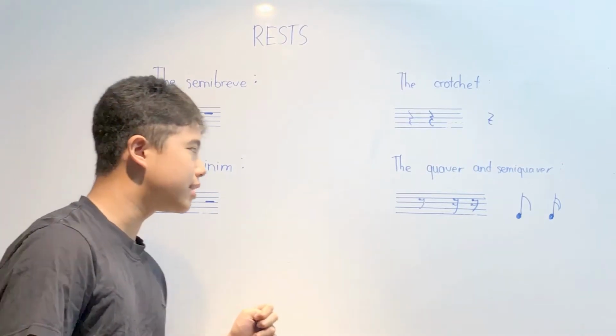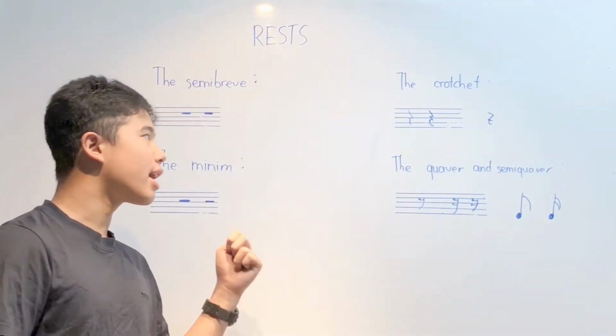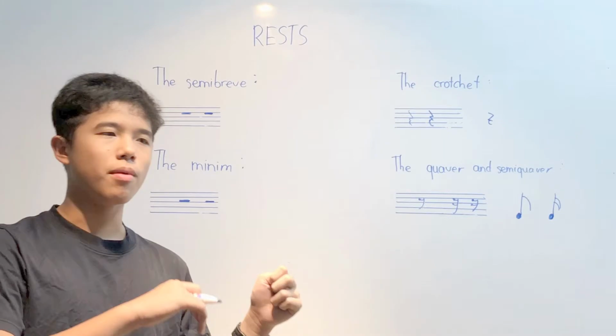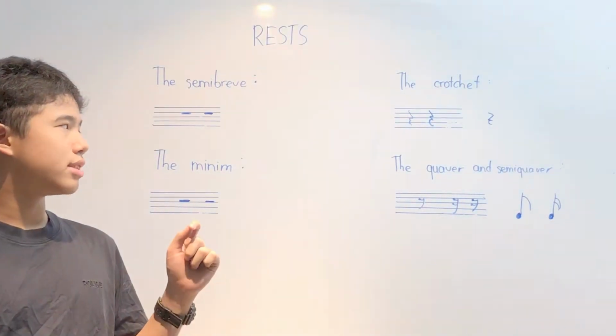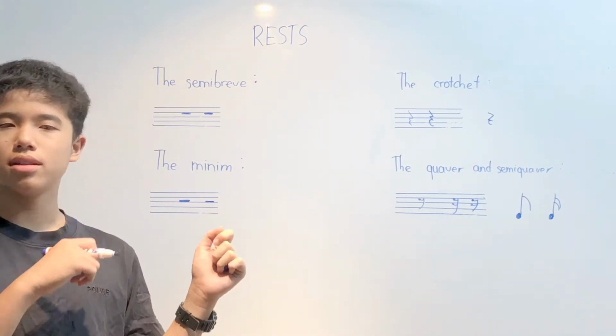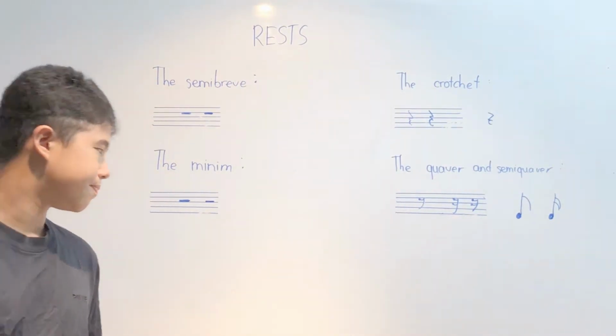In music, if you see a rest, any kind of rest, if you see a quaver rest, you must stop for half of a beat, or if you see a crotchet rest, you must stop for 1 beat.